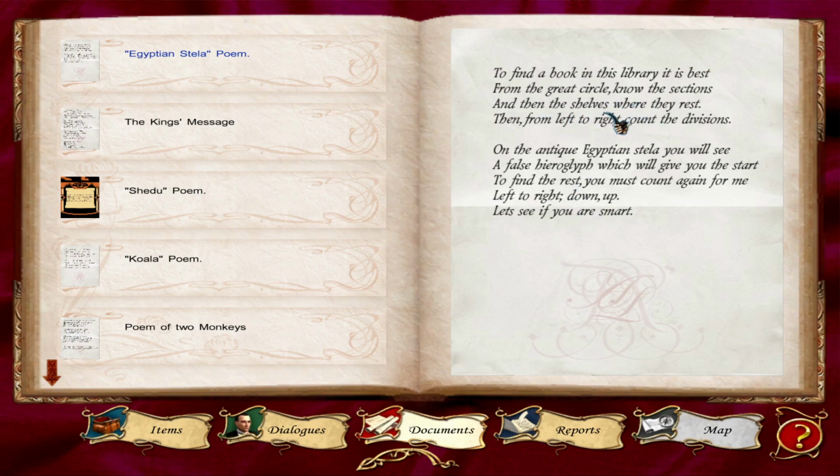Sections and then the shelves where they rest. On the antique Egyptian stela, you will see a false hieroglyph, which will give you the start to find the rest. You must count for me. Left to right, down, up.